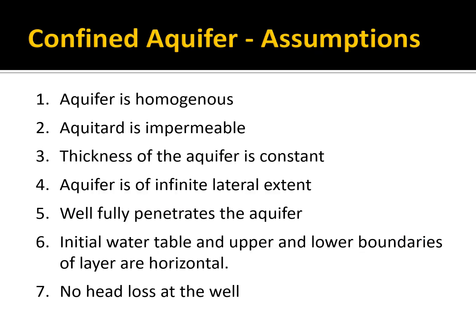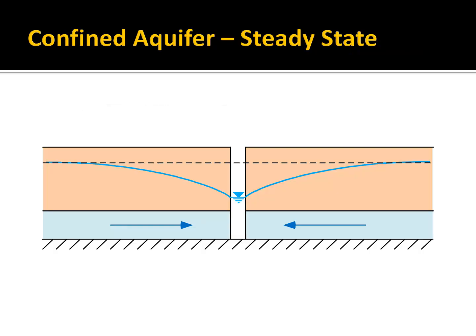First of all, for our confined aquifer, we have some assumptions. We're assuming it's homogeneous, all the same material. The aquitard is impermeable. The thickness of the aquifer is constant, and it is of infinite lateral extent. The well fully penetrates the aquifer, as shown in the previous slide. The initial water table, the upper and lower boundaries of the layer are horizontal, and there's no head loss at the well.